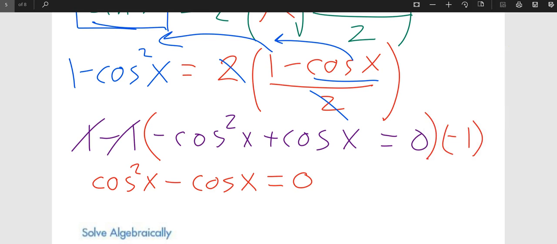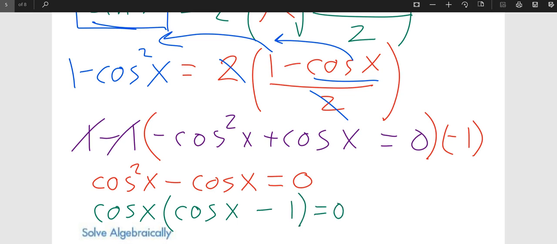Is there anything that we can do to factor that? Don't you say no. Take out a cosine x, thank you. A little GCF action there. We pull that out, and we've got cosine x times cosine x minus 1 equals 0. Now we can set the factors equal to 0: cosine x equals 0 and cosine x equals 1.